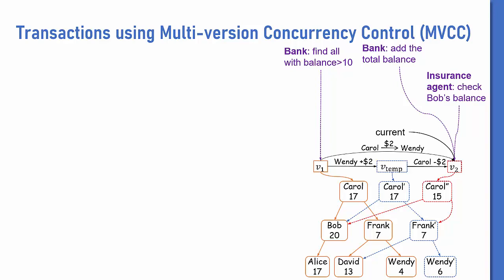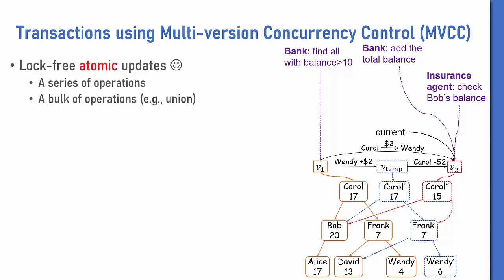So the first benefit of using path copying is that we can achieve atomic updates in a lock-free manner. It's very intuitive and straightforward. This atomicity applies to a series of operations like this, or a bulk of operations such as taking a union. In this case, for multiple operations, we can easily make them come into effect atomically. If we want to roll back, it's also very easy. We just let the current version pointer point back to v1 again. So rolling back is also easy.